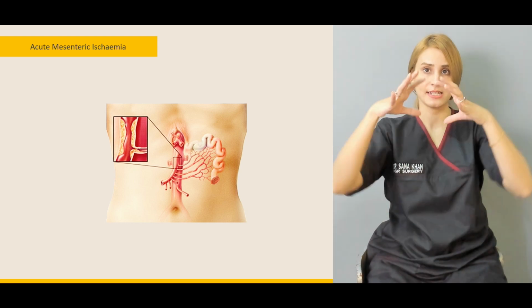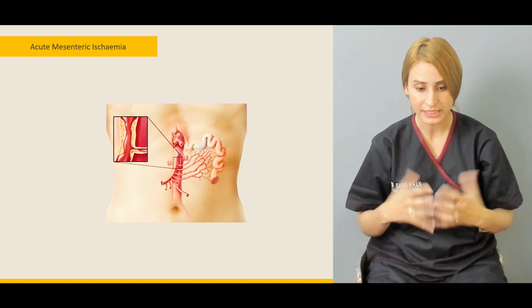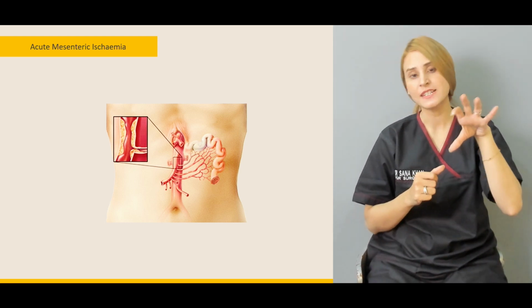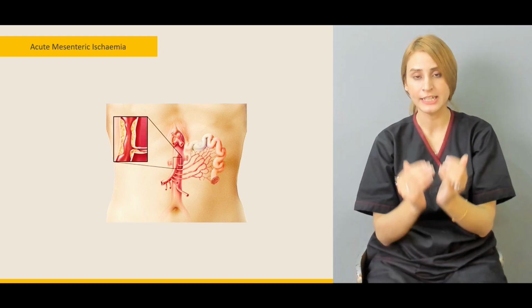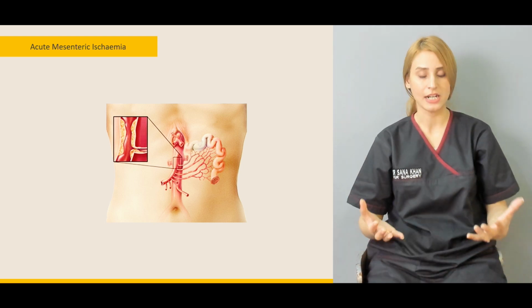We know that there is the proximal gut, the midgut, and obviously the hindgut or the distal gut. The proximal gut is supplied by the celiac artery or the celiac trunk, the midgut is supplied by the superior mesenteric artery, and the hindgut is supplied by the inferior mesenteric artery.